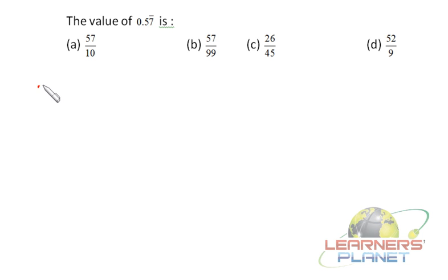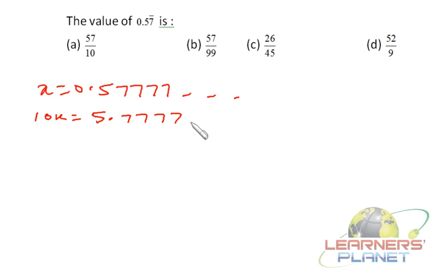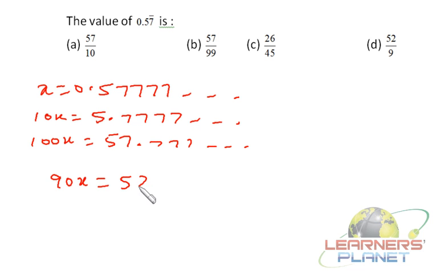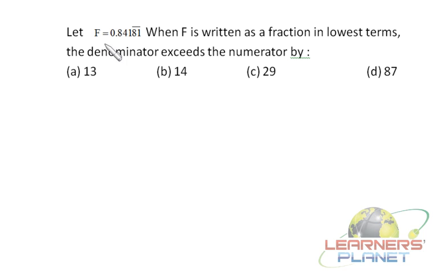Suppose this expression is x, so x is equal to 0.57777, then 10x will be 5.7777 and 100x will be 57.77 and so on. Now if I deduct this 10x from this 100x, I'll be getting 90x, and similarly from this side 57 minus 5, I'll be getting 52. So x is equal to 52 by 90. But the method which I discussed previously was a smart way to do this problem, and you can do the problem even algebraically. Okay friends.